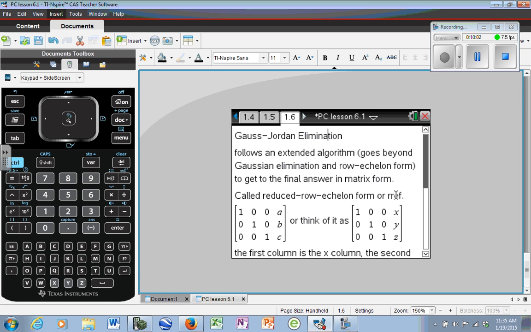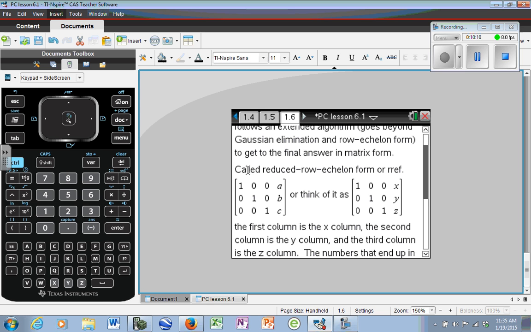Form, or RREF on our calculators. Remember I showed you where that was? And then using the little menu. So, called reduced row echelon form, and it looks like this. It's a little bit different. It's all ones and zeros over here on the left side, and you just get your 3 constants in the last column.